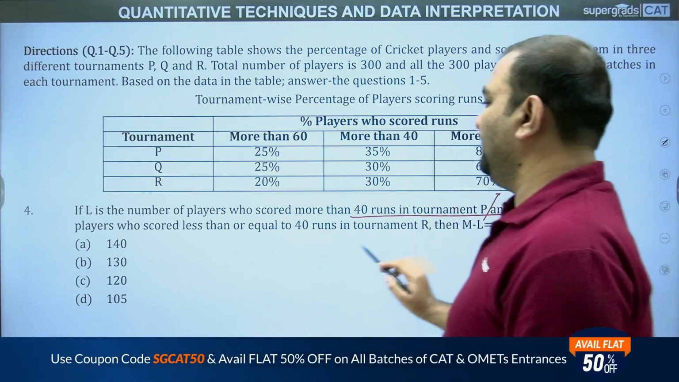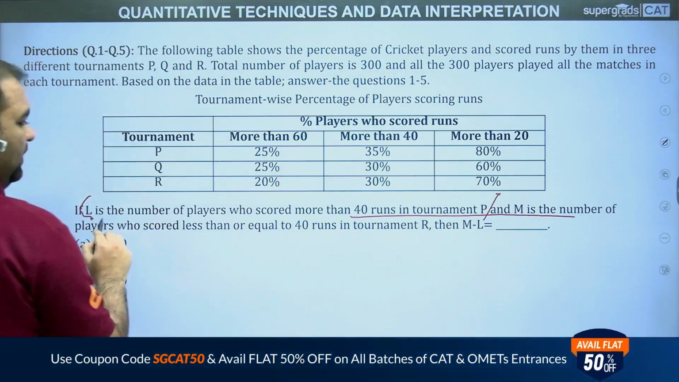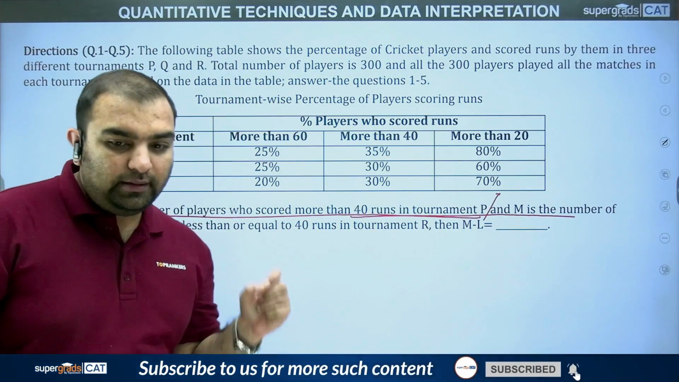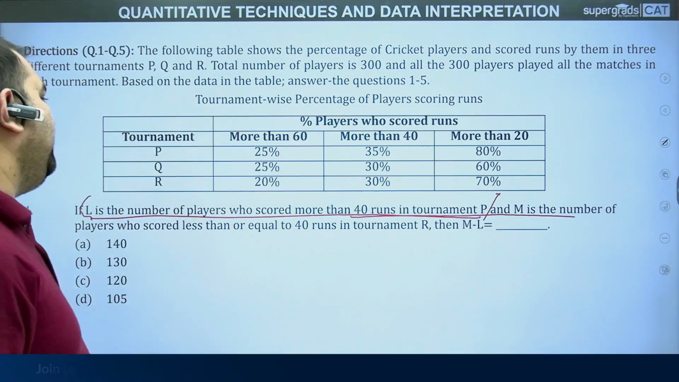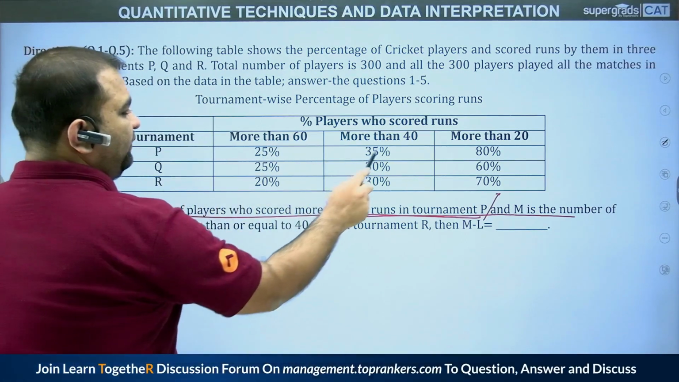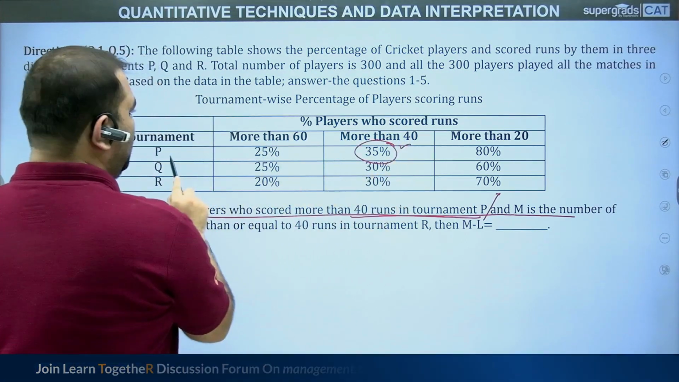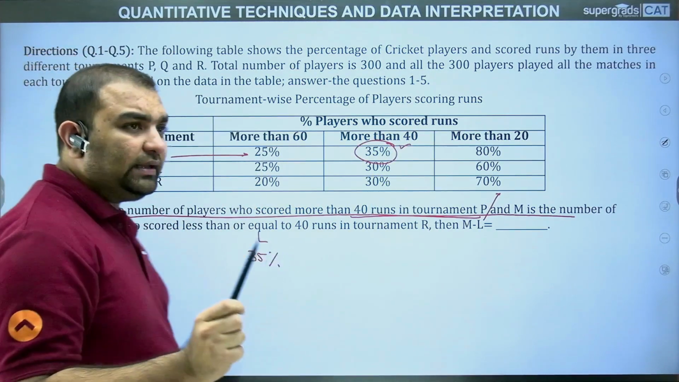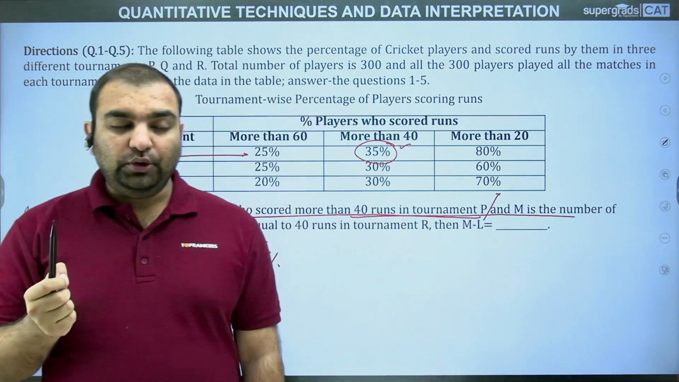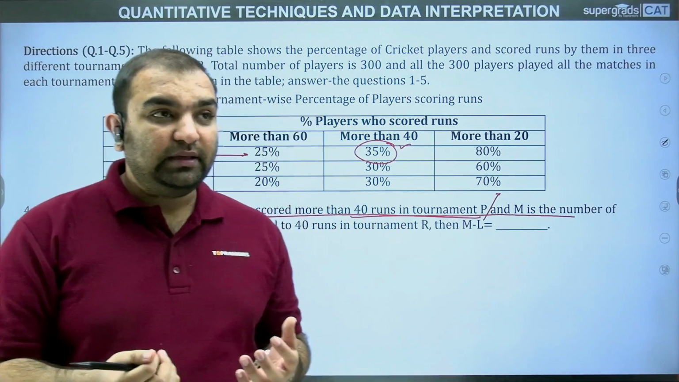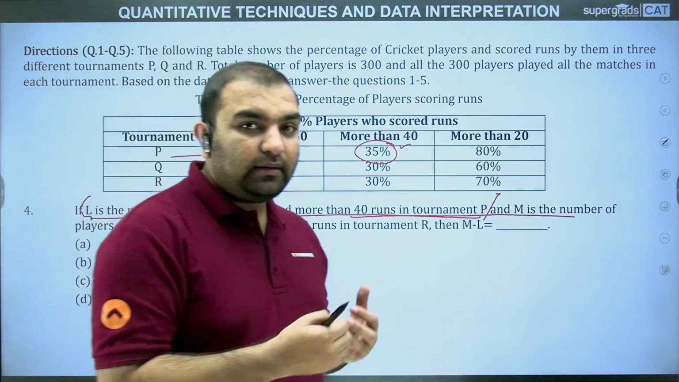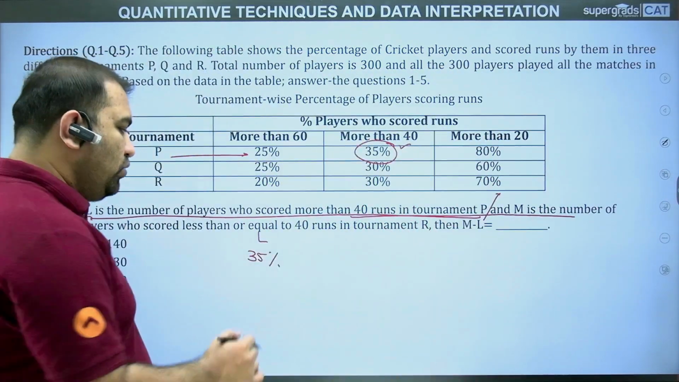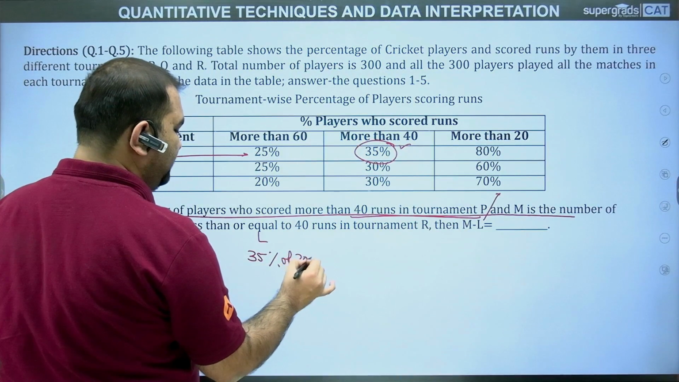This is different. L is the number of persons who scored more than 40 in tournament P, which is 35%. 35% is the value of L. We are not calculating their values by doing 35% of 300. Rather, I can delay this and calculate only when it is required. However, if you want to do it, you can calculate 35% of 400 as L.